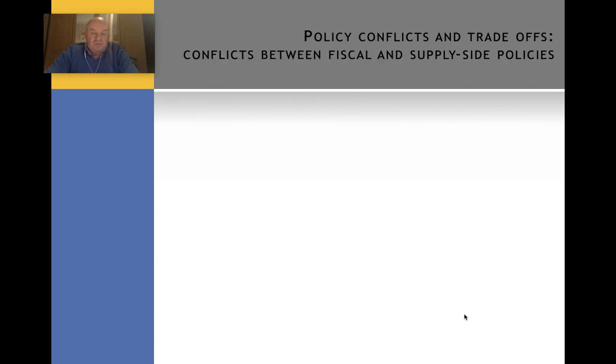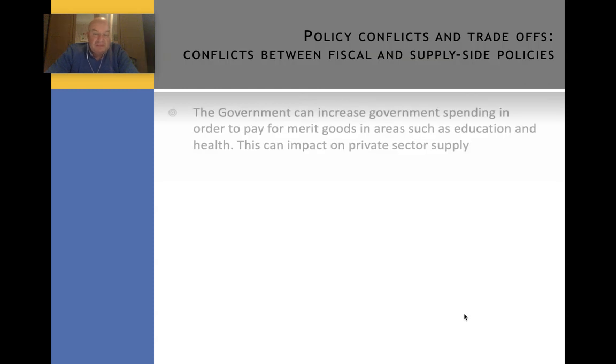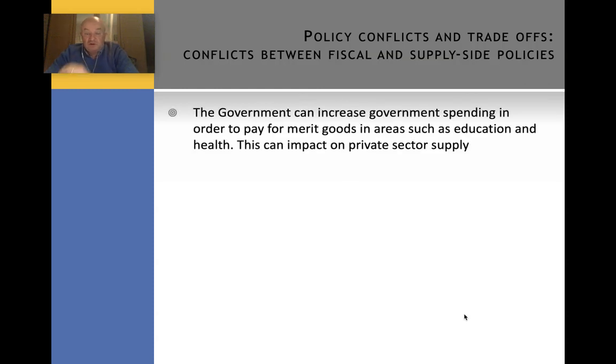So other examples then, in this case, conflicts between fiscal and supply side policies. The government can choose to increase its spending in order to pay for merit goods in areas such as education and health. That clearly can have a massive and positive impact, but it could also have an impact on private sector supply. If the government chooses to spend a load of money on that particular area, then that probably means that the private sector will choose not to do so.